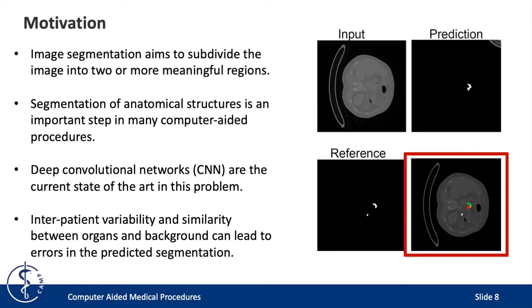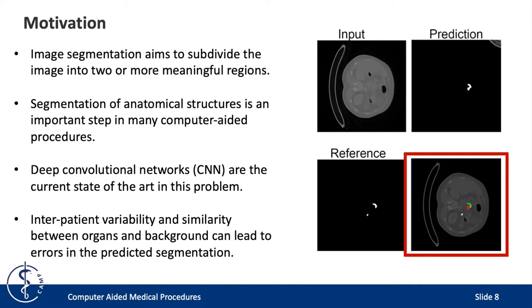And also, there is a high similarity between organs and background. There is a lack of contrast between what could be considered background and what would be considered organ. When we want to segment one particular organ, if we take a look at this picture, it might be complicated to differentiate it because the organs surrounding the pancreas might look similar. The texture of the tissue might look similar for the target organ and for the surrounding organs. And this, of course, can lead to errors in the prediction of the segmentation.